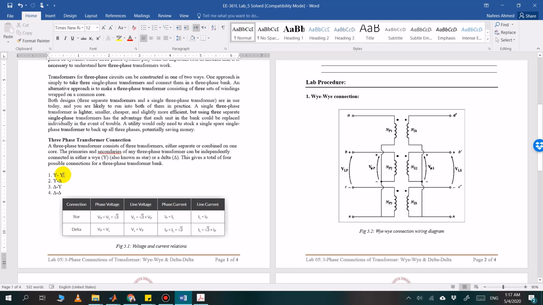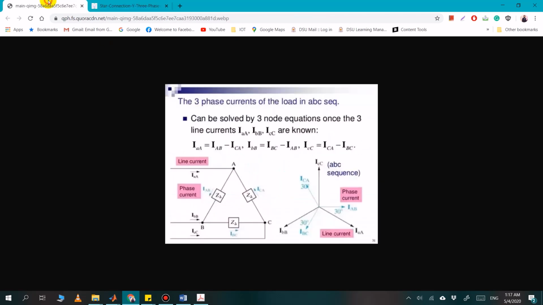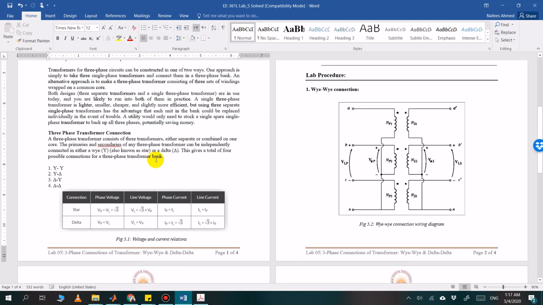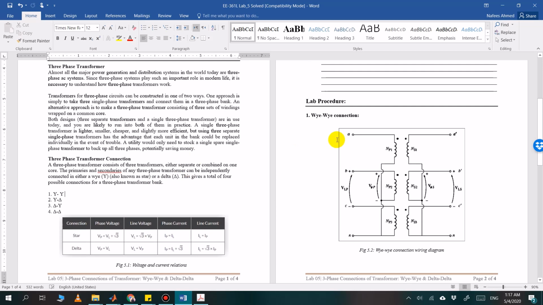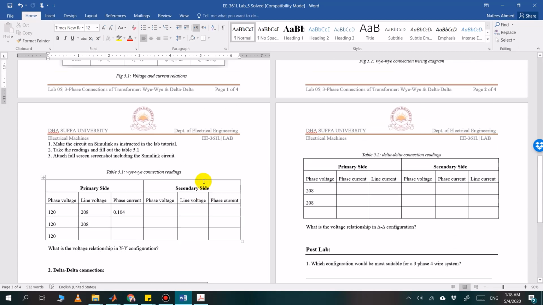The Y is also called star, but it is usually known as a Y connection because it looks like a Y. If you look, this is the Y configuration, so it's just like a Y connection. This is why it's called a Y. On the other hand, this is the delta configuration because it looks like a delta. As you know, the delta symbol is just like this one, so that's why it is called delta configuration. Today we are going to connect the transformer in Y-Y connection and also in Delta-Delta connection.